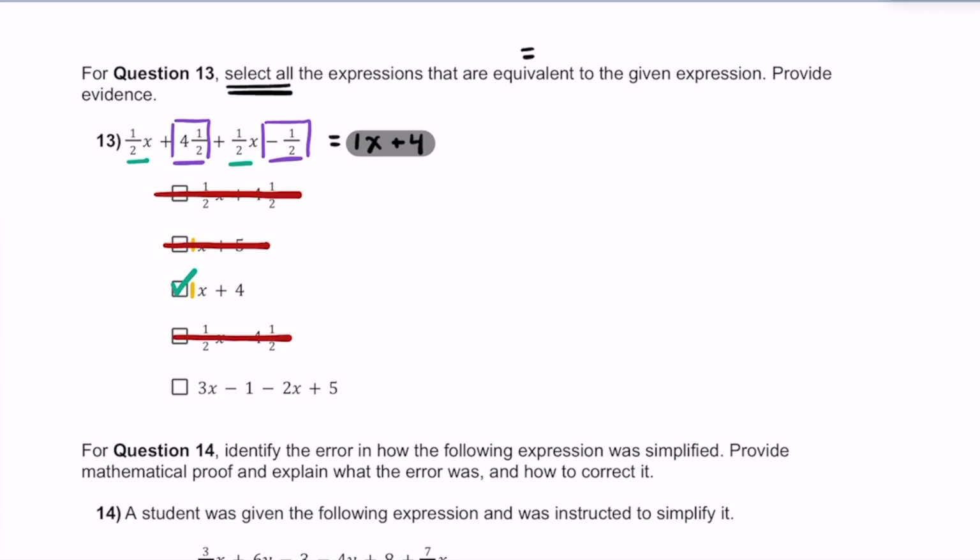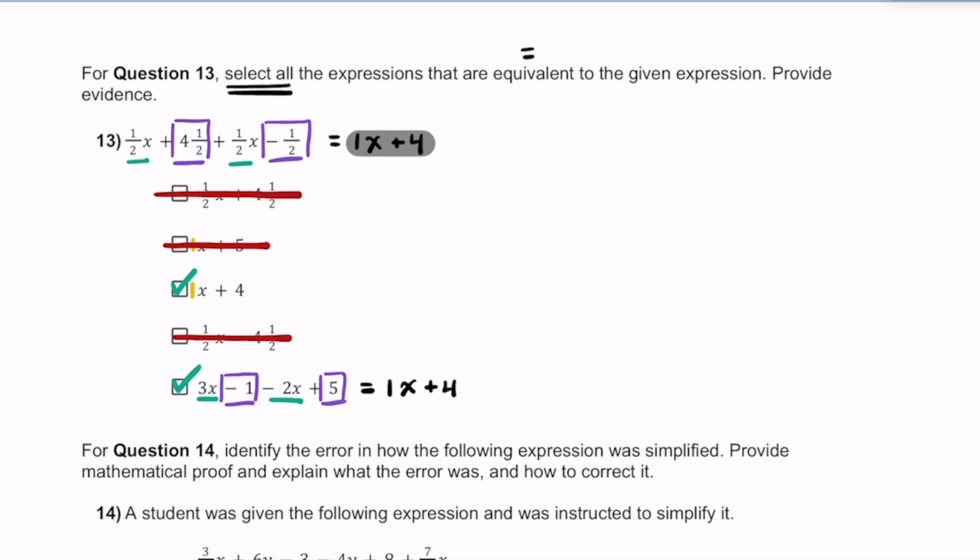Finally here, let's see. This one's a little bit longer. We have to simplify it a bit, it looks like. So 3x minus 2x. What's 3x minus 2x? If you subtract their coefficients, that is going to be 1x, right? And then if you look at our constant terms here, we have this -1, and then we have this +5. So -1 plus 5, or you can think about it as 5 minus 1. 5 minus 1 is going to be 4, +4. So this actually does match what we're looking for. So this one is equivalent to the given expression.